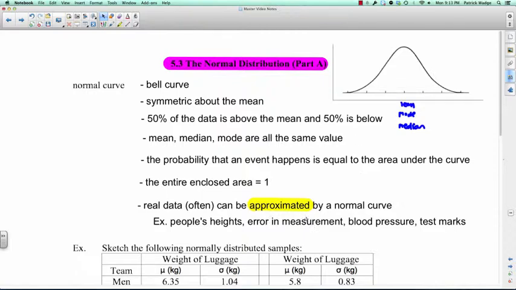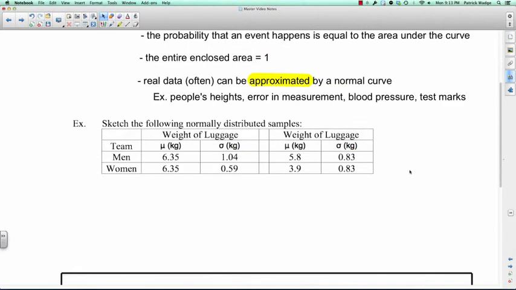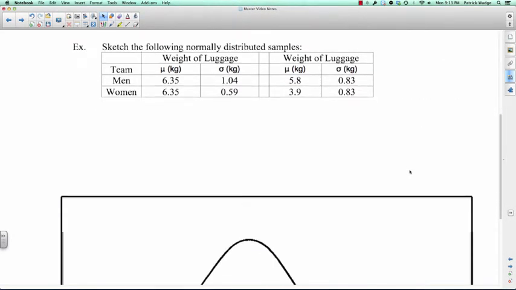Error in measurement. When we measure things, some people are right on, some people are a little bit off, some people are way off, but not as many, etc. Blood pressure and test marks are some more examples. So this is a normal distribution. It's very, very important.